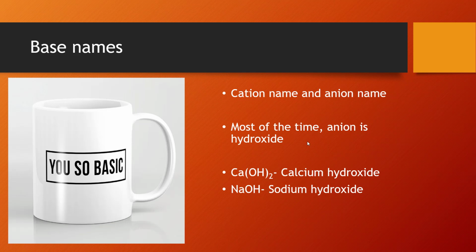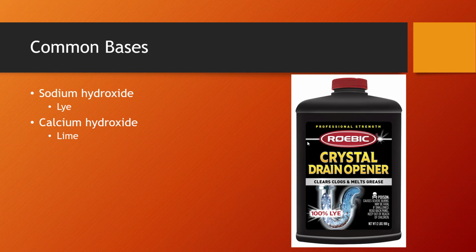How about bases? Well, that's a cation name, and then the anion name. Most of the time, the anion is hydroxide, so sodium hydroxide, calcium hydroxide. These are both things that have just a metal and a hydroxide, and those are both very common bases in the laboratory. You also find them around the home, like lye. Sodium hydroxide is used to make soaps. And lime, calcium hydroxide, can actually be used in pickling, interestingly enough, because the calcium helps keep the pickles crisp.